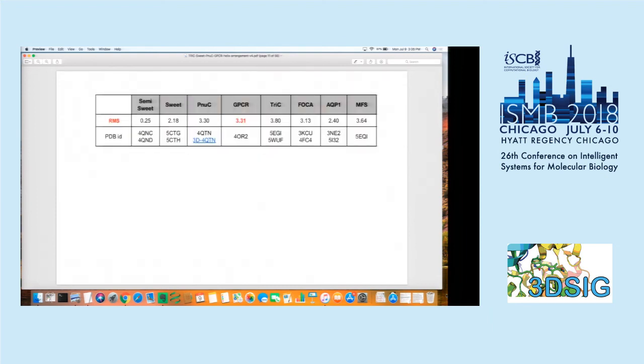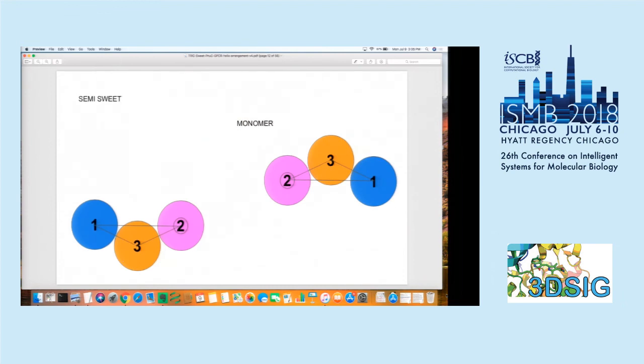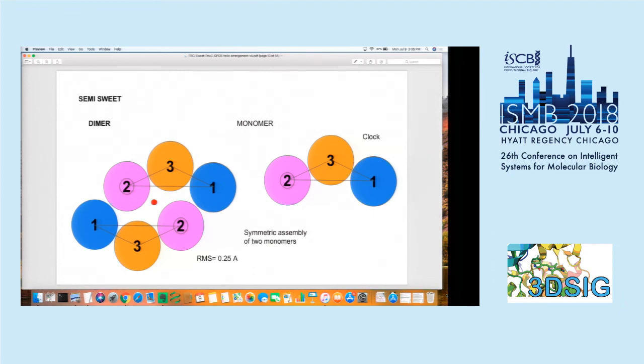Now, for those interested in RMS, you can see that exactly like for the GPCR, we are in the same range for all of them. Now, semi-sweet is a very nice example because it's a bacterial protein. It's a triple helical membrane protein that actually forms dimers.